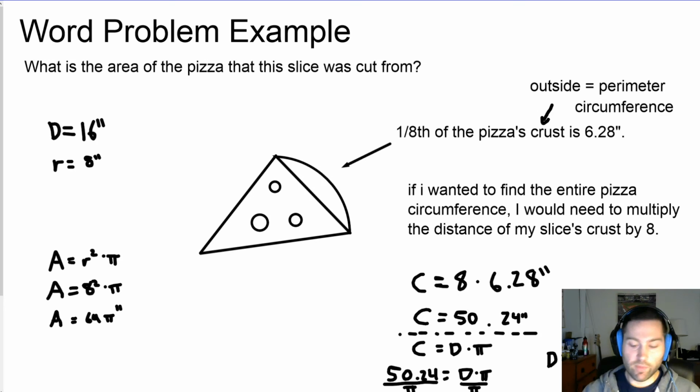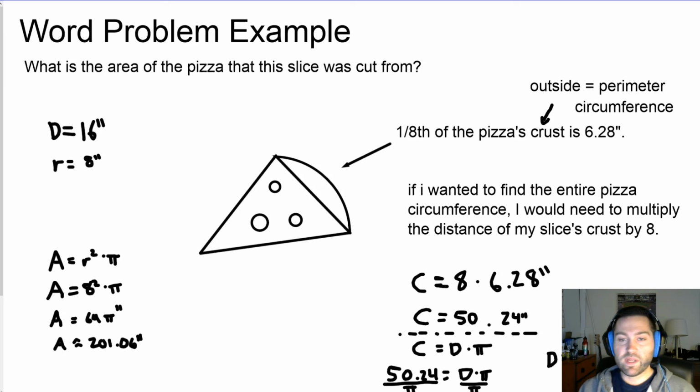inches. But again, that would be approximate. So I would type 64 times pi into my calculator. And I would get that the area is approximately 201.06 inches. So that would be the approximate area of the pizza that the slice comes from.